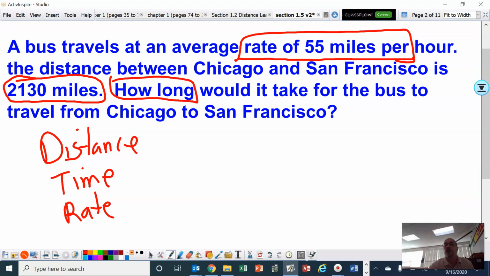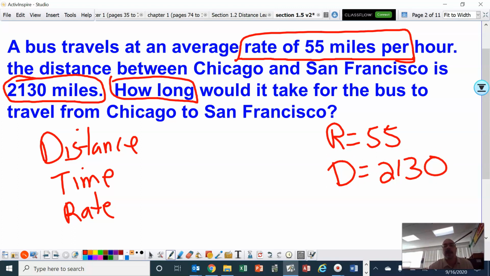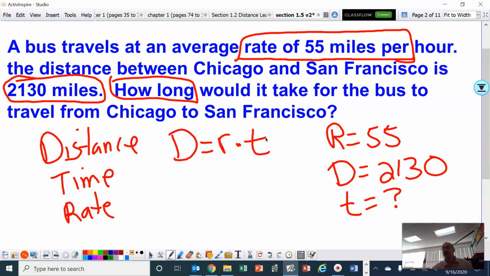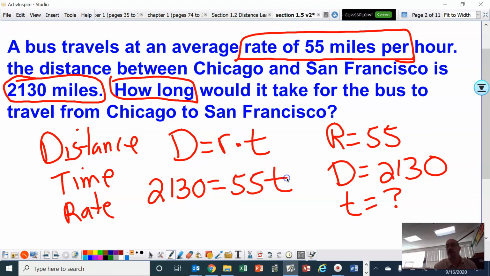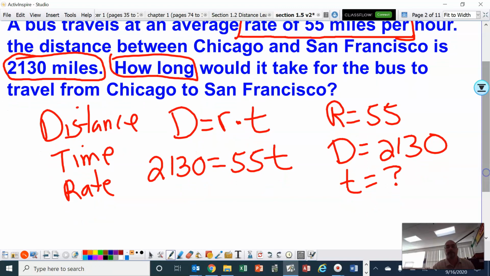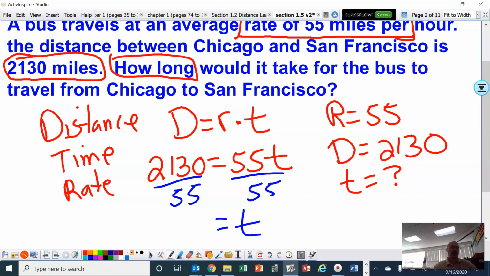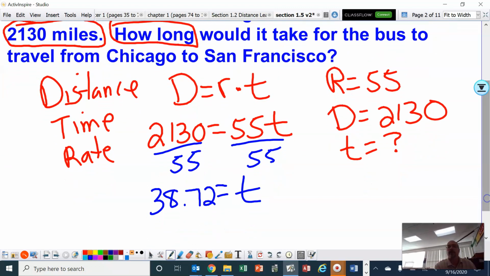So let's see, what do we know? Well, we know the rate is 55 miles per hour. We know that the distance is 2,130 miles, and it's asking how long does it take, so that's the time. Now, what is the formula for this? It's simply distance equals rate times time. All right, so we plug in what we know. We know the distance, we know the rate, and we want to find how long does it take. Well, solve for the variable t. Divide both sides by the 55. A simple one-step equation. And we put that into the calculator, and we're going to find out that it is 38.72. And that would be in hours.